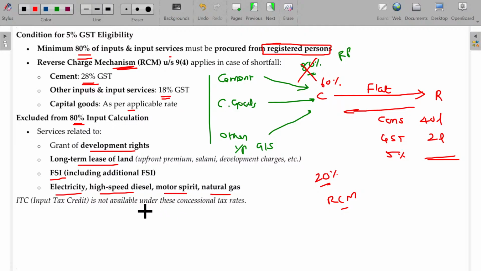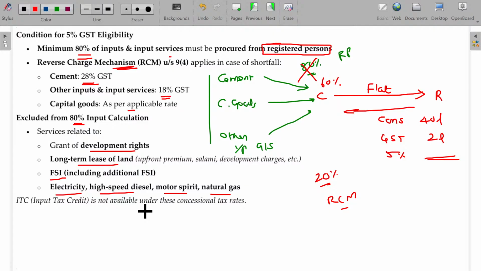Whatever amount you spend for constructing, that should not include what? Development rights. You have to get the approval from the government for construction. For that, there's a fee that is not your input. As well as the long-term lease, what you are paying for the land to the owner, is also not considered as your input. And FSI, floor space index, is not considered as your input. And the amount payable for electricity, diesel, motor spirit, and natural gas. All these things are already excluded, so these things will not be considered.